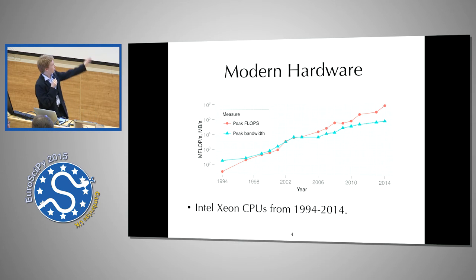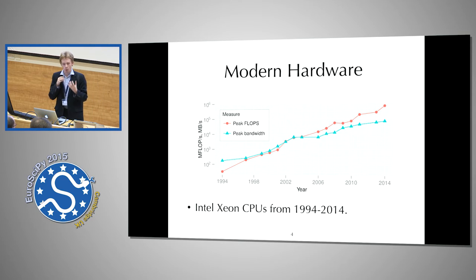Well, on this plot here, we have in the red line the peak floating point capabilities of a modern day Intel Xeon CPU from 1994 to 2014. And in the blue line, we have the peak memory bandwidth. And what we can see is that over the past 20 years, the arithmetic capabilities of CPUs, so how many floating point operations we can do a second, has greatly outpaced the memory bandwidth, so how fast we can move data onto and off of the chip.